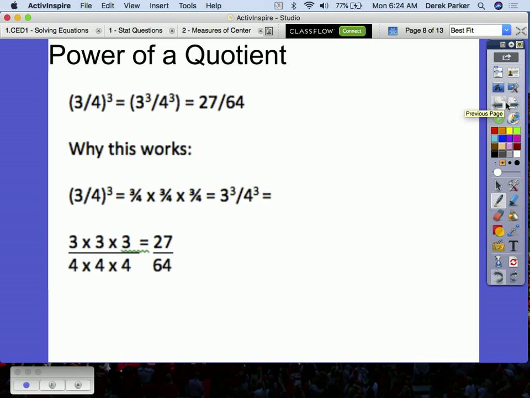Power of a quotient. Same type of problem as when you're dealing with multiplication. Same concept. Distribute the 3 to both numbers. And that becomes 3 to the 3rd power divided by 4 to the 3rd power, and you get 27 divided by 64.